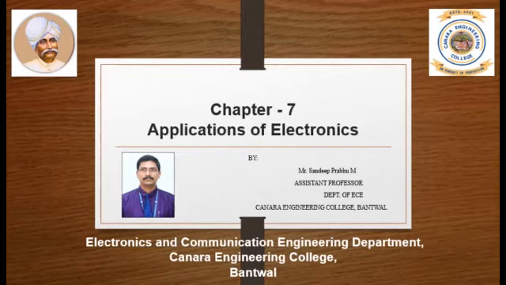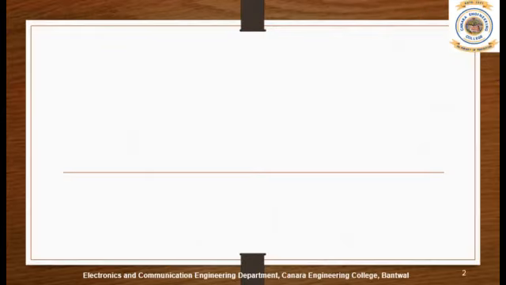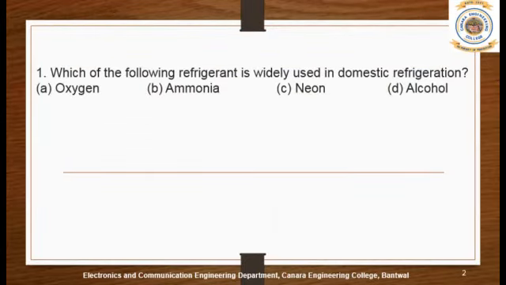We are going to discuss applications of electronics that are normally used in domestic and consumer applications nowadays. Which of the following refrigerants is widely used in domestic refrigeration? Whenever we consider any refrigeration process, the refrigerant we normally use is ammonia. This is the element which is used for refrigeration. So, the answer is ammonia.